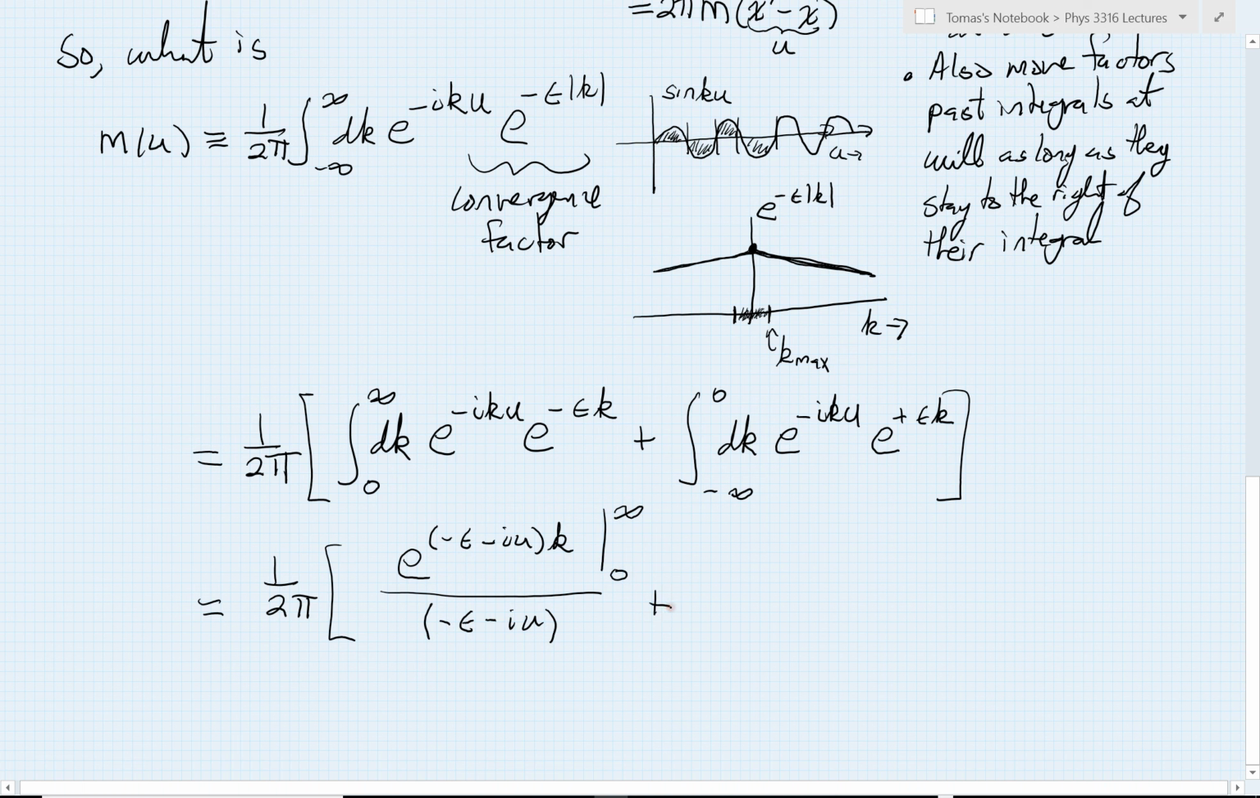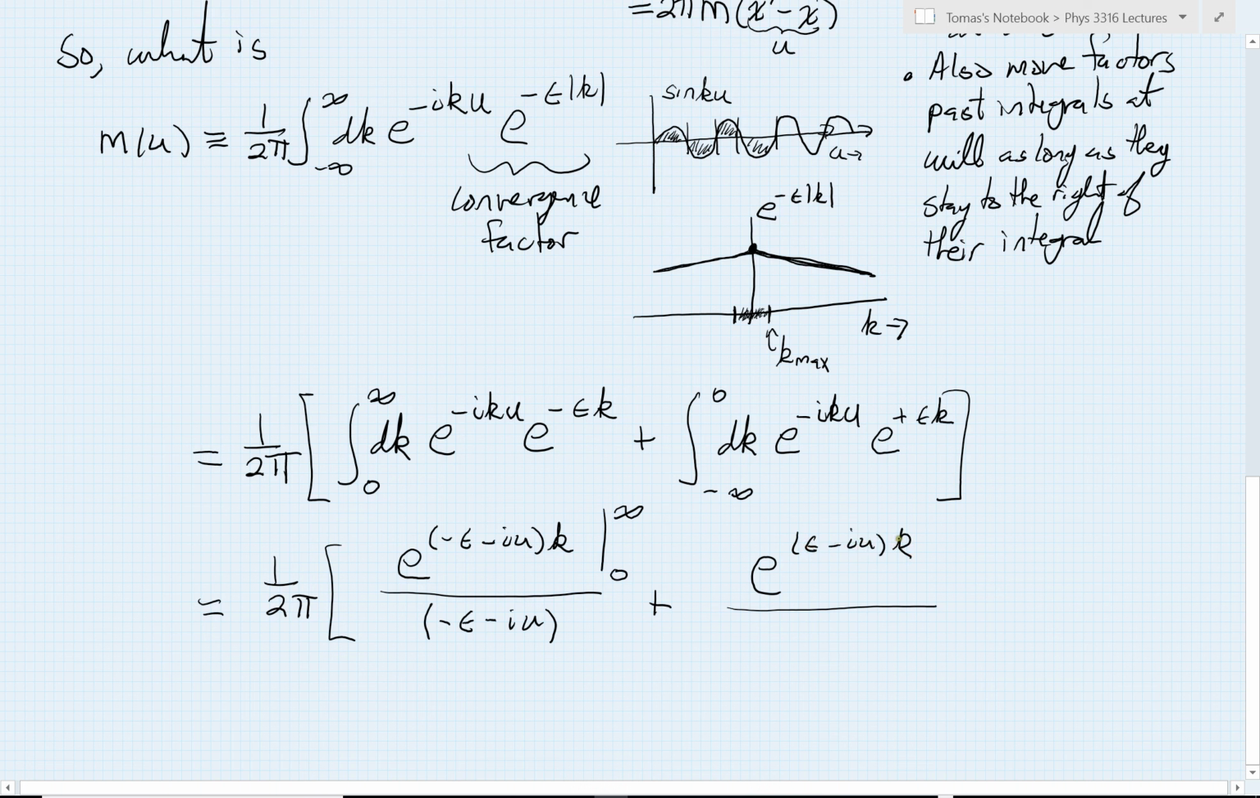For my next term, once again, I will combine my exponentials. Again, I've got a common factor of k, so it's k. And now it's multiplying instead epsilon minus i times u. And then, once again, when I integrate such a function, I guess I've been writing the k on the far end. It doesn't really matter, but I'll just try to be consistent here.